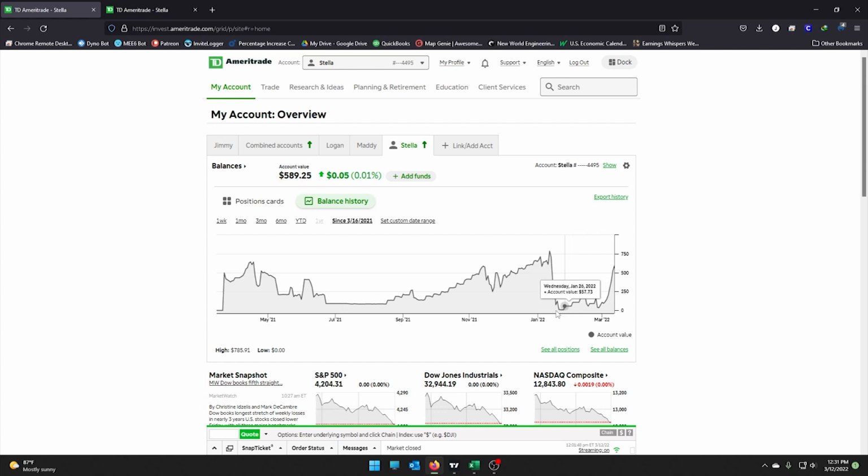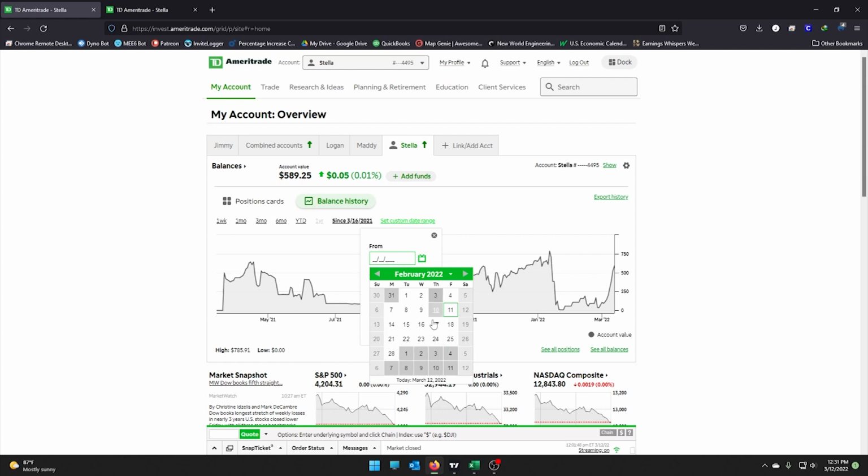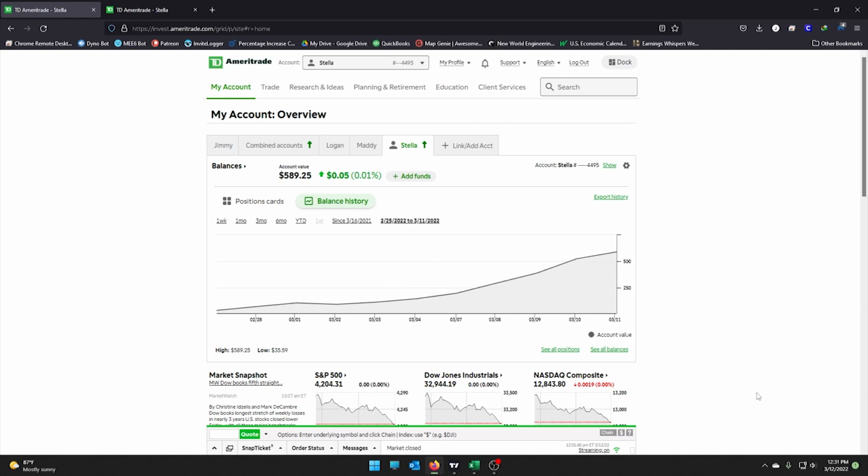Well, let's fast forward. I decided, you know what? We're going to use this account at this level to do a baby account challenge, small account challenge, using SPY options only. So I'm going to set the date range from where I actually made my first trade starting this, which was February 25th. The first trade was on the 28th, but the 25th is where the balance was when I made the first trade on the 28th. And we're going to let the end date be today or yesterday.